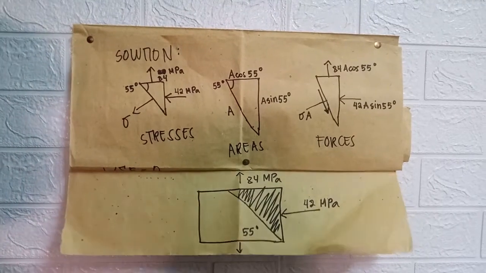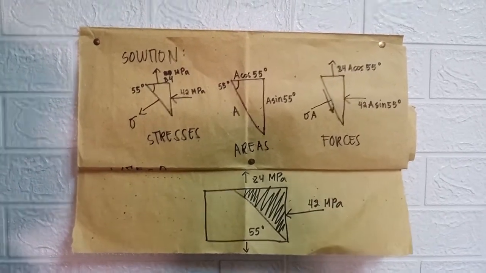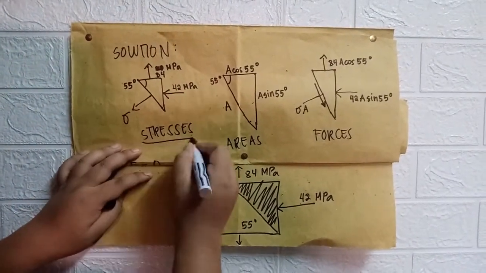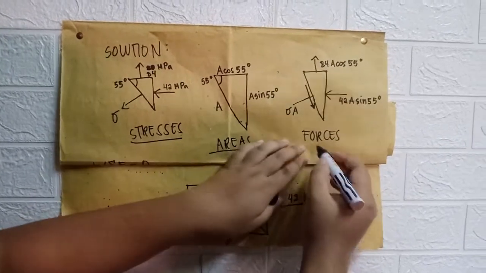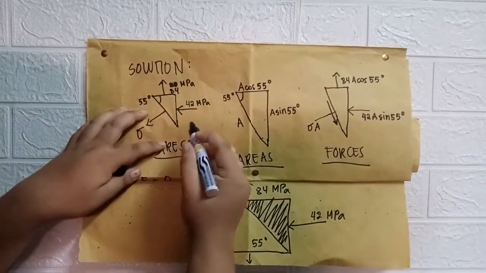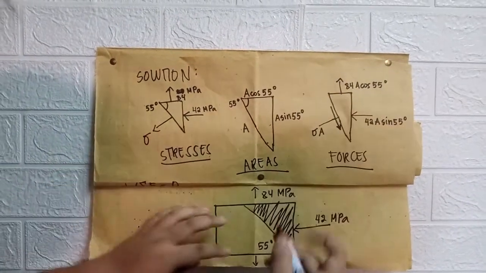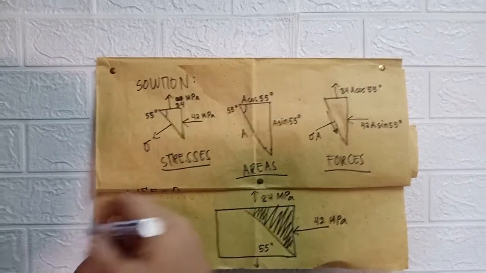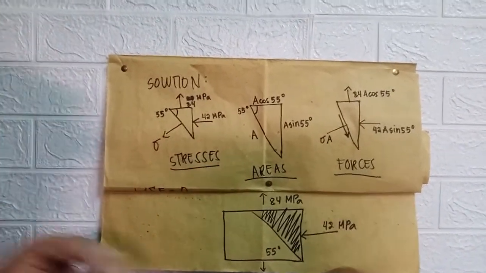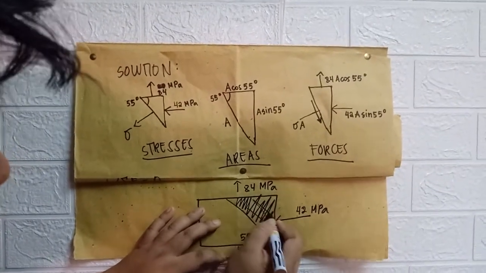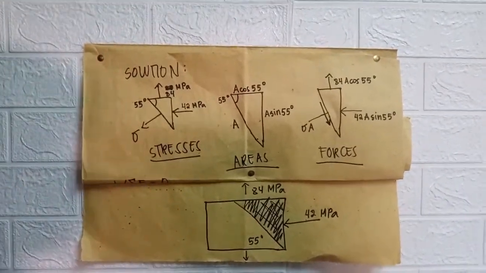So what I did in this solution is I divided the triangle into three so that I can find the stresses, the areas, and the forces. So this is the result. This is the original from the sample question. So this is the shaded part. Now let's go to the real solution.